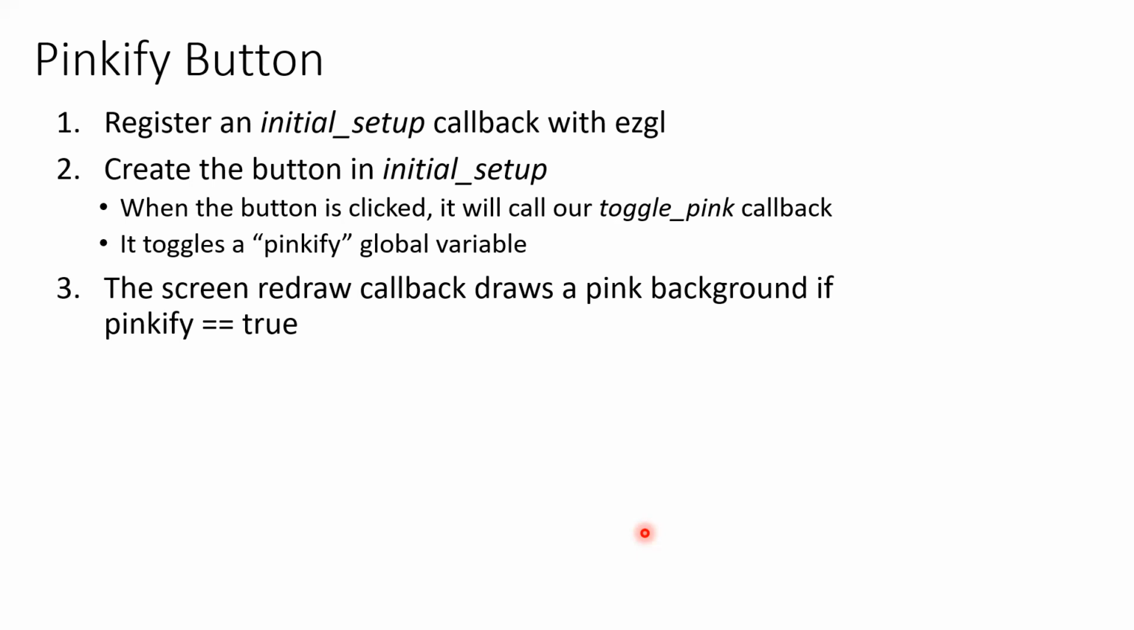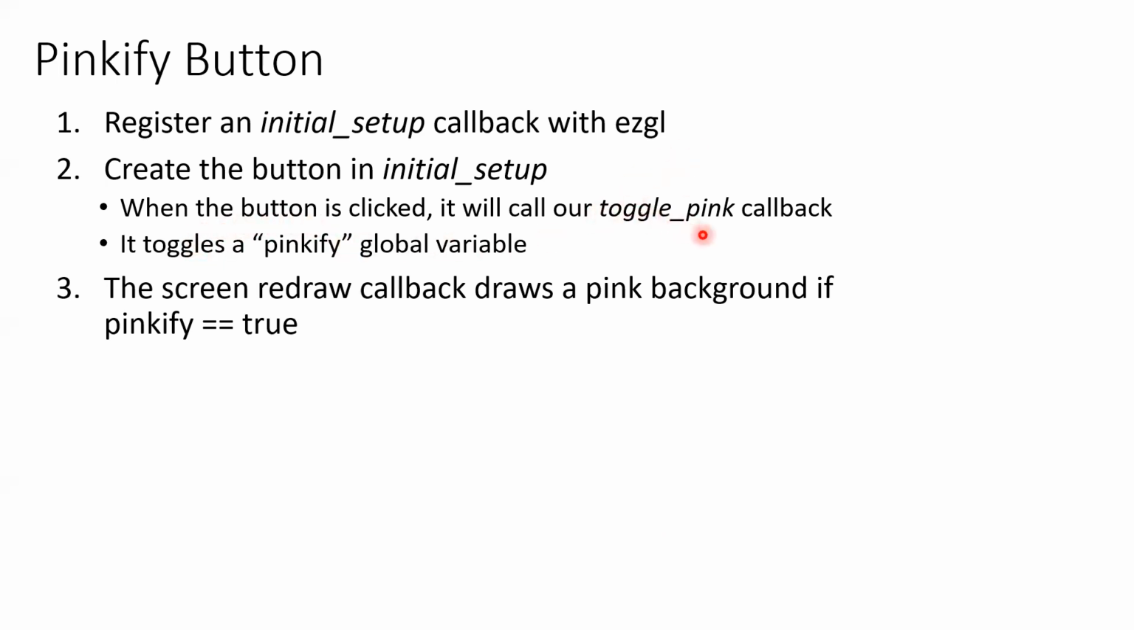So creating buttons, first, we register an initial setup callback function. Remember we had the 4 null pointers before. Initial setup is the first one, and mouse click is the second one. So we want to register an initial setup callback function, and we create a button in the initial setup.